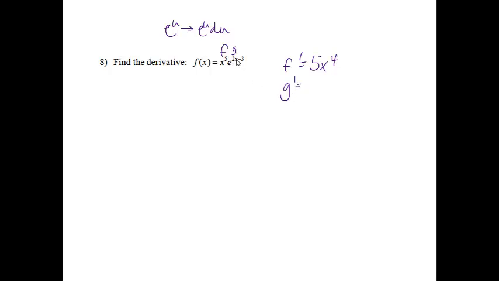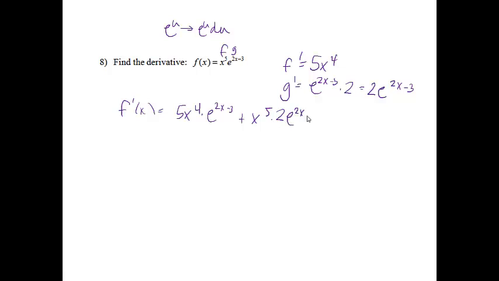So the derivative of e to the 2x minus 3 is just e to the 2x minus 3 times the derivative of 2x minus 3, which is 2. So I'm going to rewrite this as 2e to the 2x minus 3. All right, applying the product rule now, we just get f prime times g plus f times g prime, 2e to the 2x minus 3.